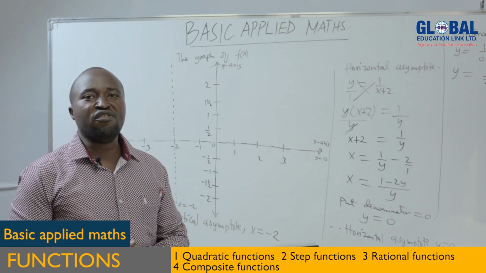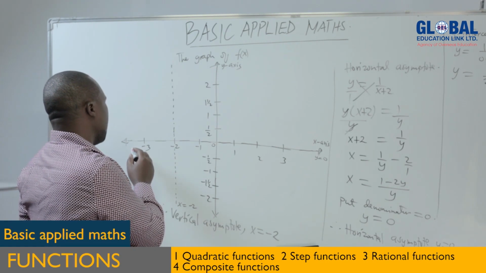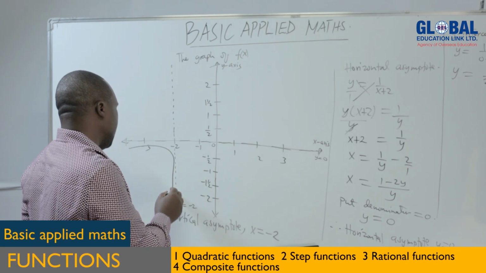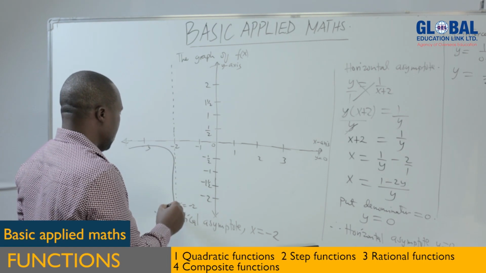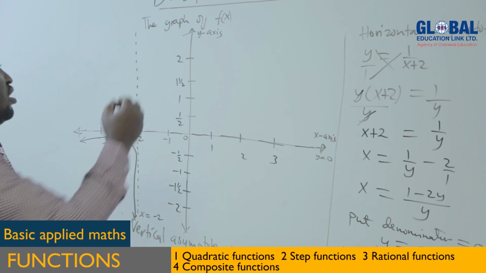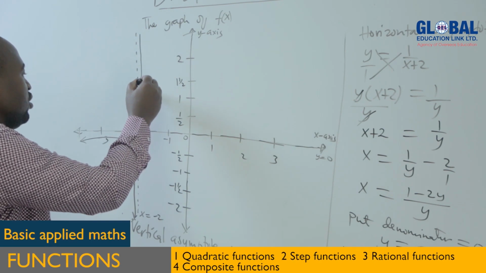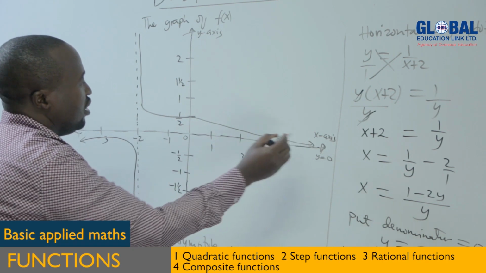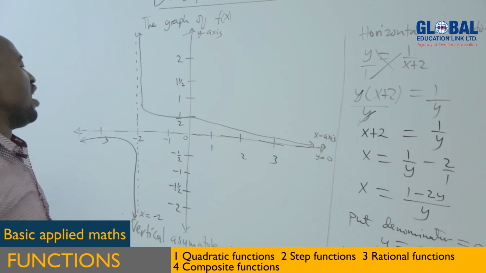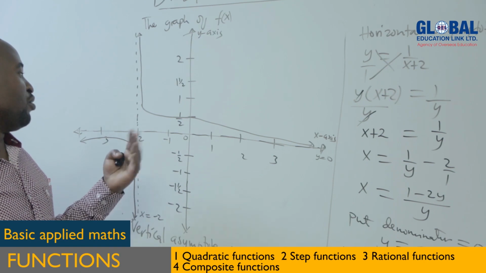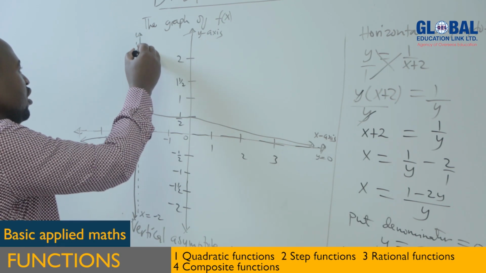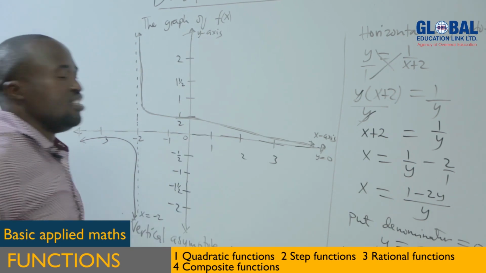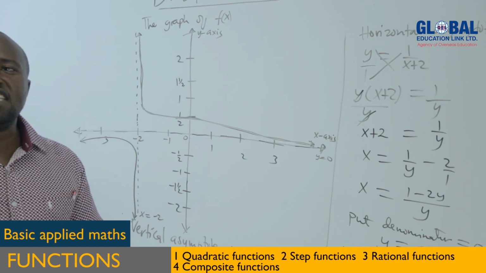So remember, we are talking about a rational function. In a rational function, some of the values do not exist. So our graph will go this way. That is our first graph. And again, the second one will go this way. But it will cross the y-axis at positive a half. So this is our graph. That is a rational function graph.